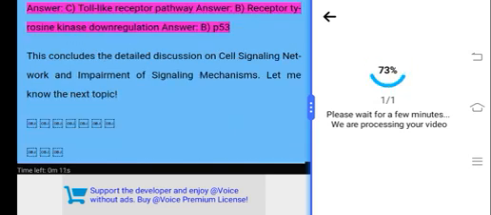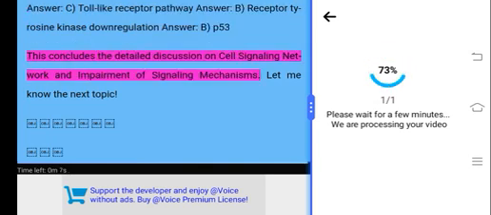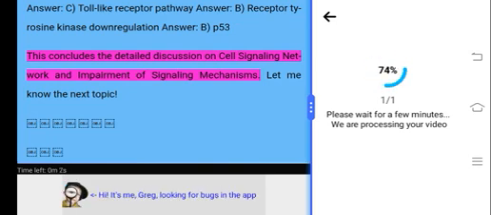Answer. C. Toll-like receptor pathway. Answer. B. Receptor tyrosine kinase downregulation. Answer. B. P53. This concludes the detailed discussion on cell signaling network and impairment of signaling mechanisms. Let me know the next topic.